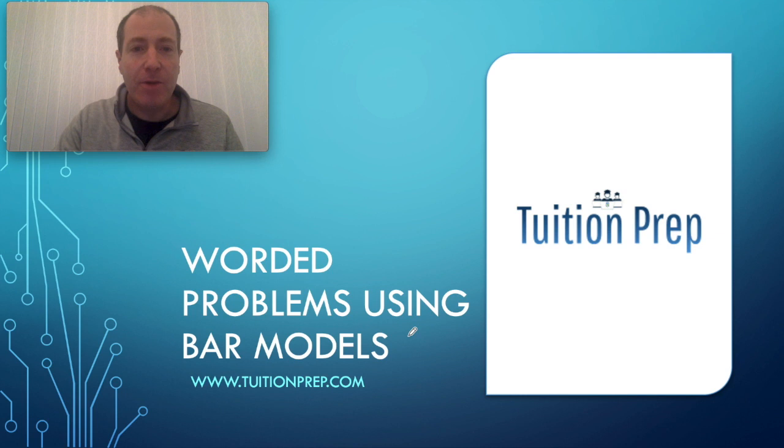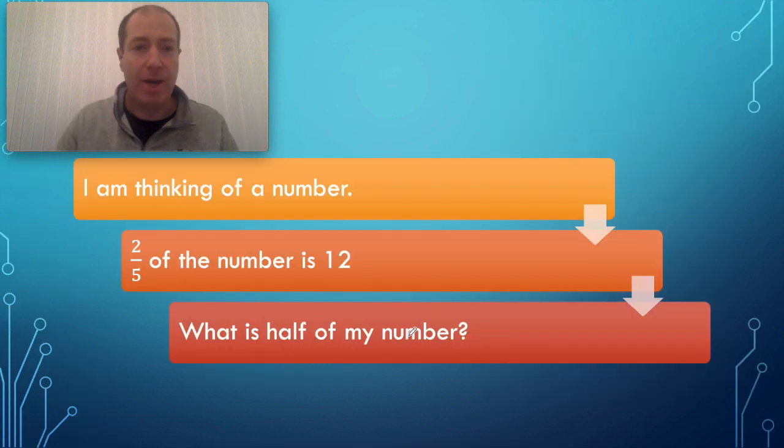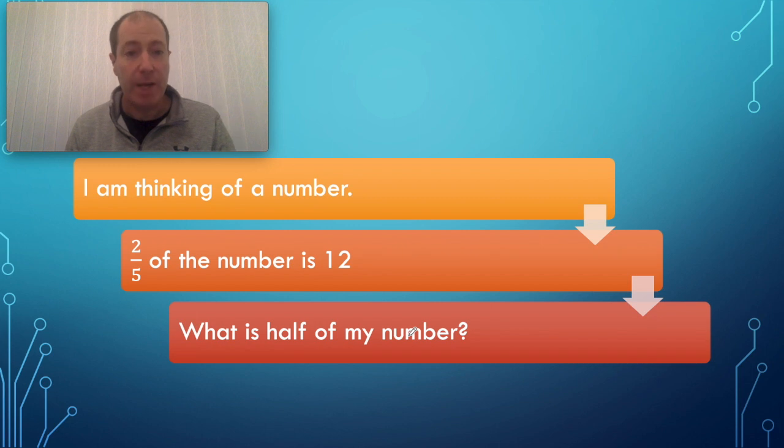So let's move on to the first question, and here it is. I'm thinking of a number. 2/5 of my number is 12. What is half of my number? Those are the key facts that we need to consider, and I'm going to represent all of that information as a bar model.